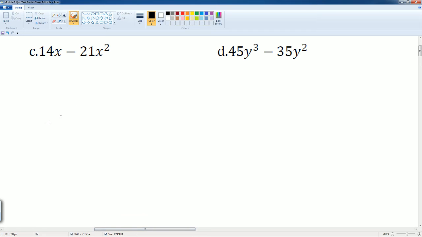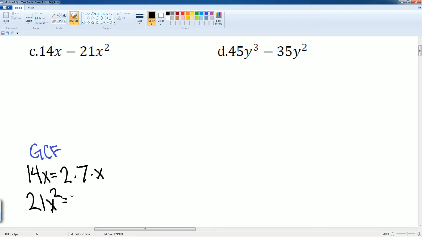C. Here we're going to factor using the greatest common factor. So we want to find the GCF. So we get each term. So 14x is equal to, you want to split this up, 2 times 7 times x. Then you have the number 21x squared. That can be broken up into 3 times 7 times x times x. Let's circle the like terms. So 7 and x. So the greatest common factor here is 7x.